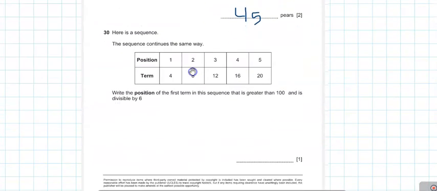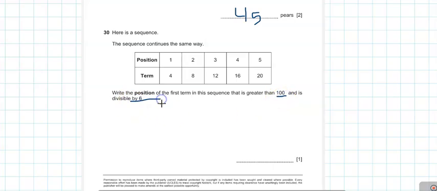Here is a sequence. The sequence continues in the same way. This is position 1, 4, 2, 8, 3, 12, 4, 16, and so on. As you can see, this is a sequence of the 4 times table. He wants the position, he doesn't want the number itself.